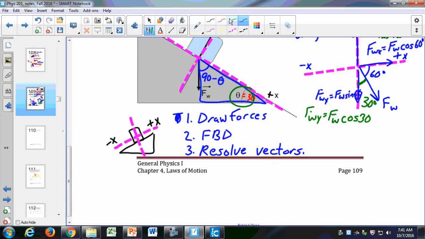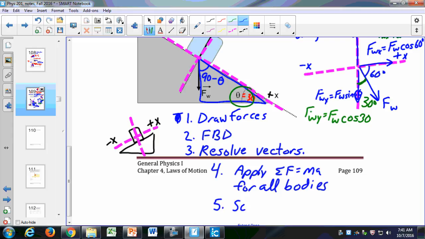And then after that, we apply Newton's second law for all bodies, just like we've done before, just like you did on the exam. It's going to be very similar to the problem you had on the exam. And then fifth, you just solve. You solve a system of equations, or you do whatever you need to do with the algebra to get to what it is that you're looking for. But your procedure will always be the same.